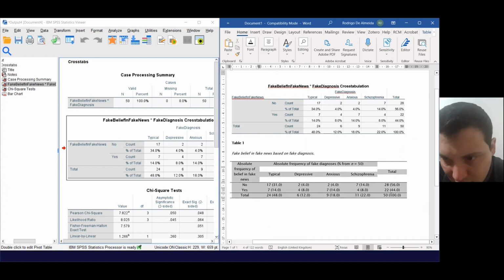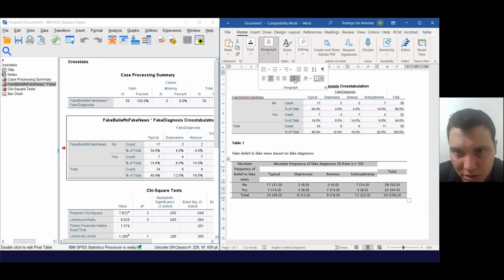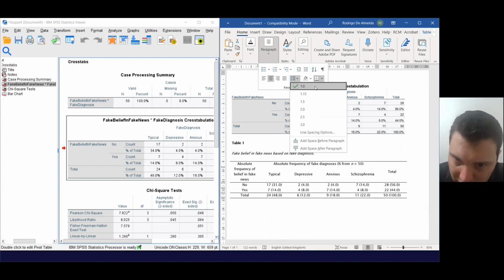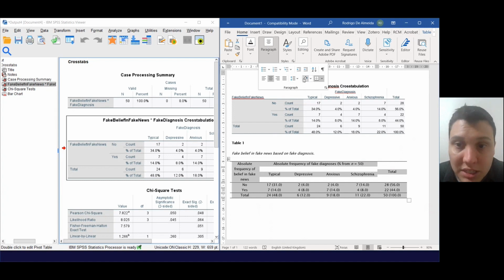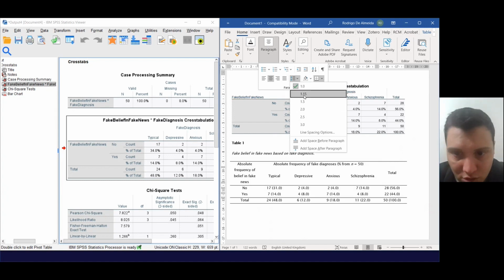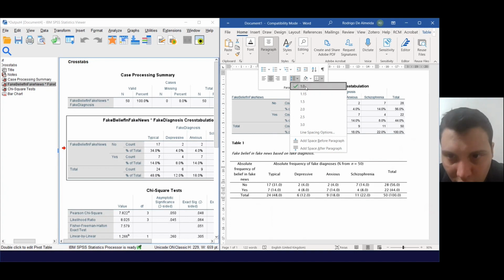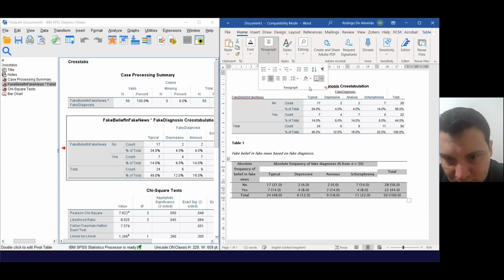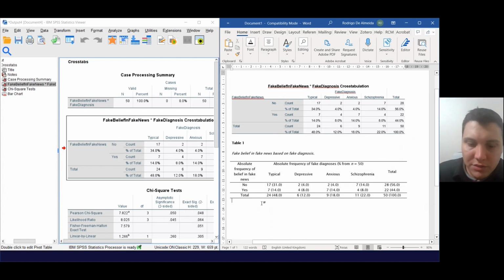What about the table itself? The cells don't need to be double spaced. They can be 1.5 spaced or single spaced. But these are the only three options. We can't have 2.5 or 1.15. We don't have these options. It's either 1, 1.5, or 2. Let's keep 1. We can also have a note.